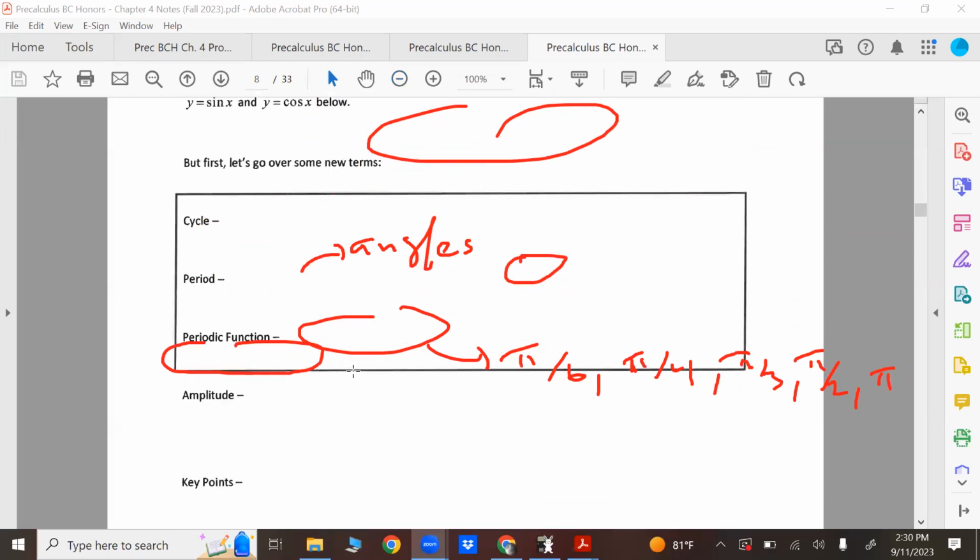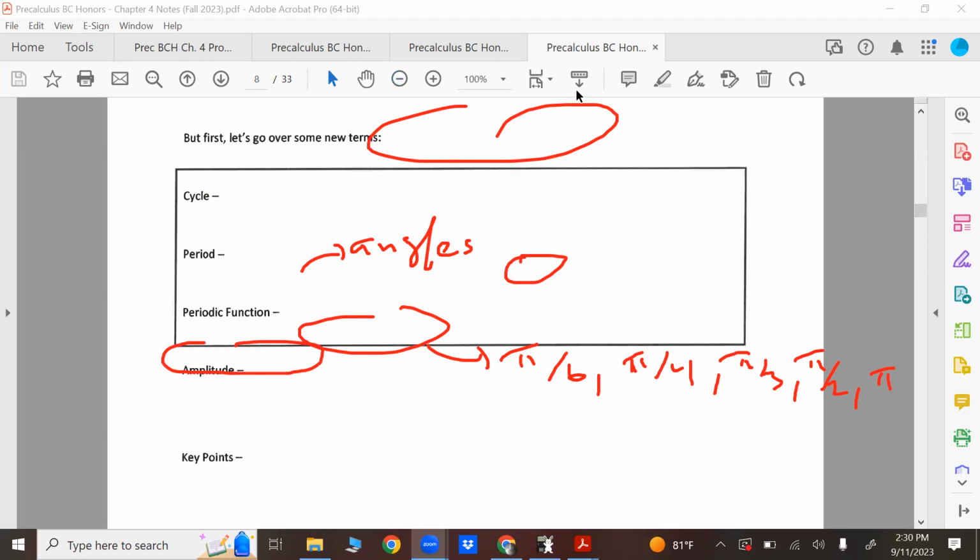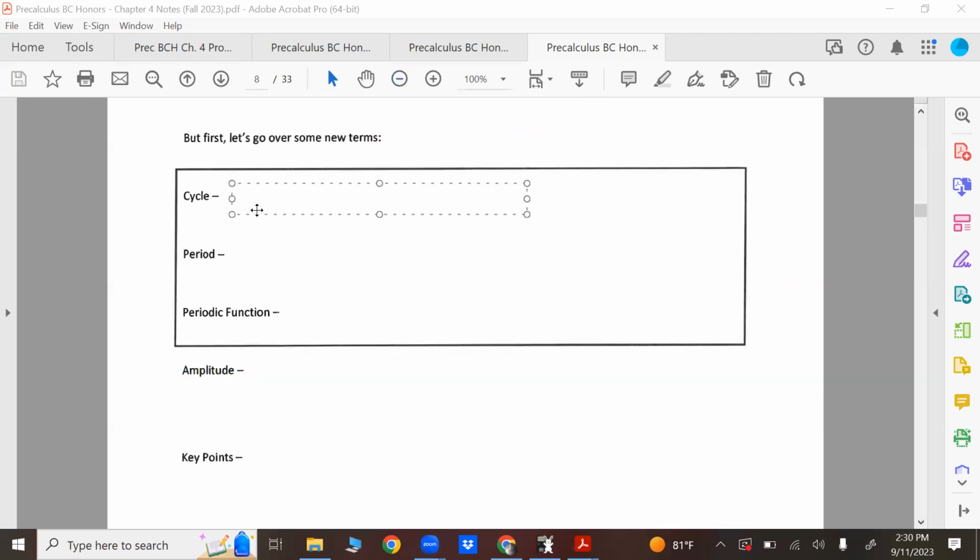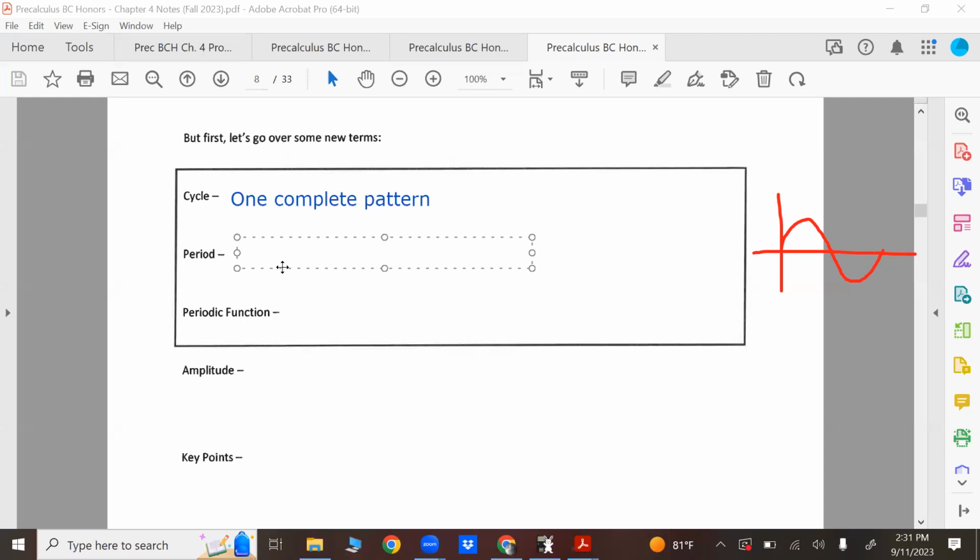Some terms you guys need to know. Let me get a text box, it'll be a little easier. So a cycle is one complete pattern. So for example, that's one cycle, right? Because what happens afterwards? It repeats itself, exactly. The length of one cycle is what we call the period. So that's the horizontal length of one cycle.